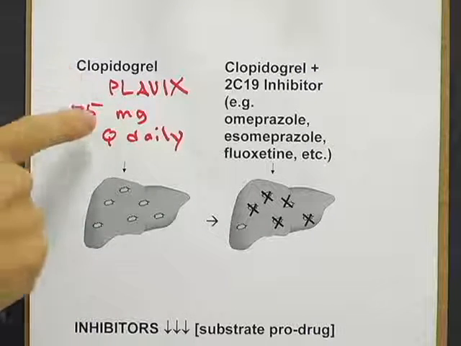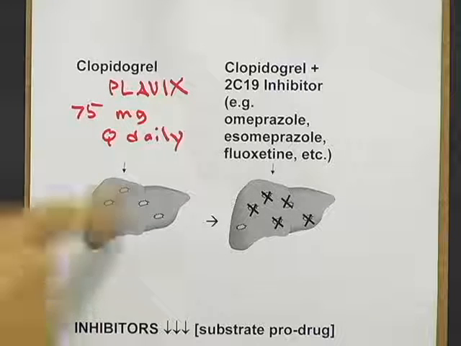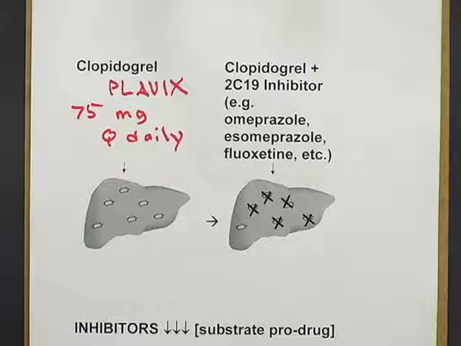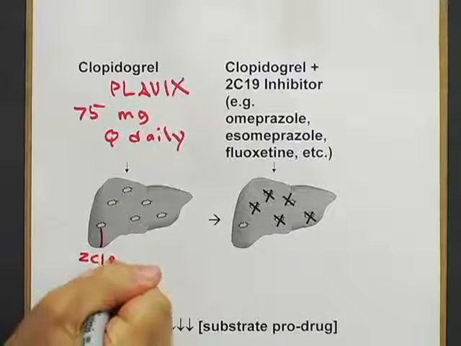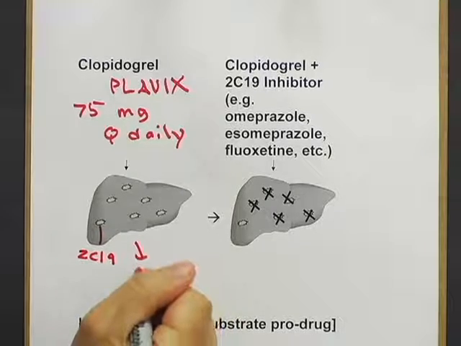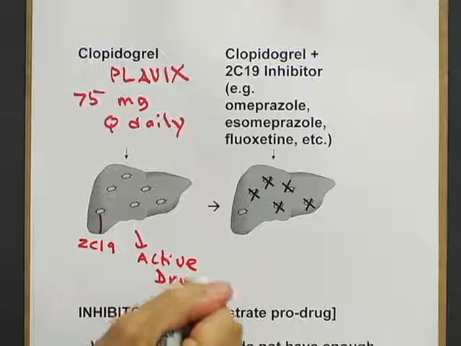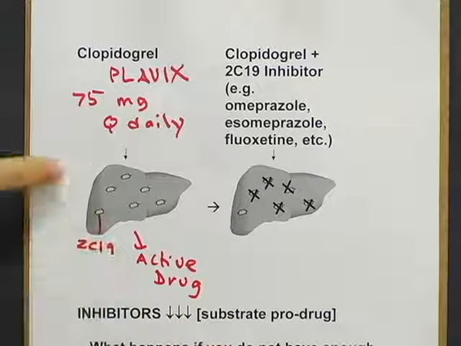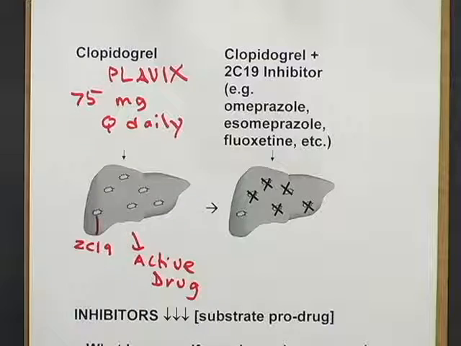So clopidogrel, Plavix, goes into the liver and it is metabolized by the 2C19 enzyme to the active drug. So when a patient swallows Plavix, they're not swallowing anything that's active. It needs to be metabolized to the active drug. And what do you know?